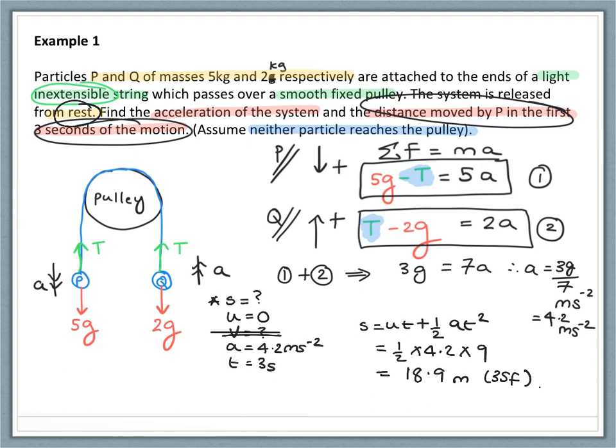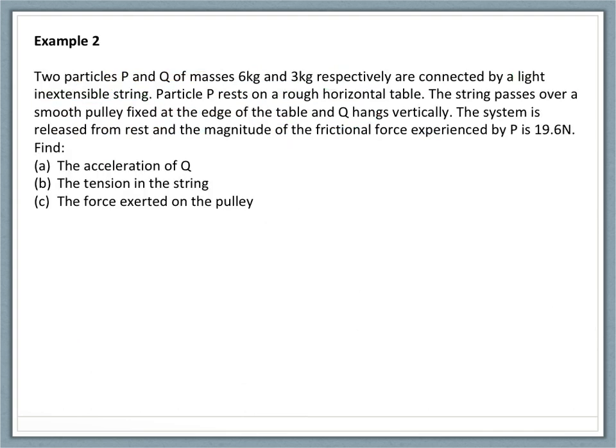Notice we weren't in this question actually asked to calculate the tension in the string, but we could have used either simultaneous equation to go back and calculate the tension if needed once we had the acceleration. Let's look at a slightly different example.